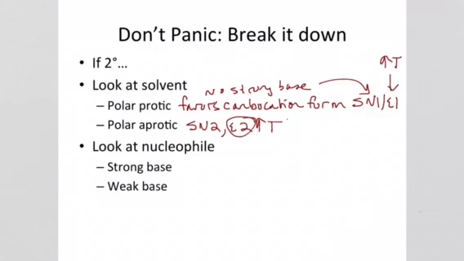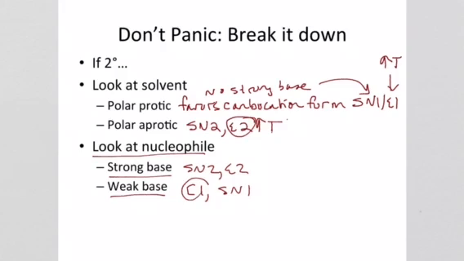I hinted at it above, but you also want to look at the nucleophile. If your nucleophile is a strong base, and especially if you've got a polar aprotic solvent, then that is going to favor SN2 or E2. If your nucleophile is a weak base, especially if it's in a polar protic solvent, then that's going to tend to favor E1 and SN1 reactions. And once again, to determine if it's going to be an elimination, you can look at the temp.